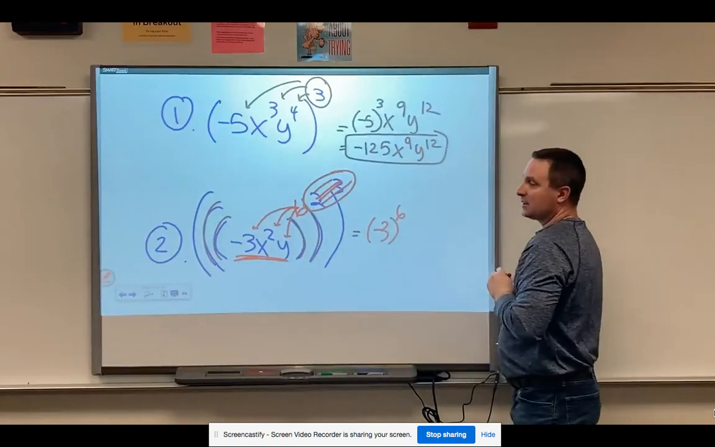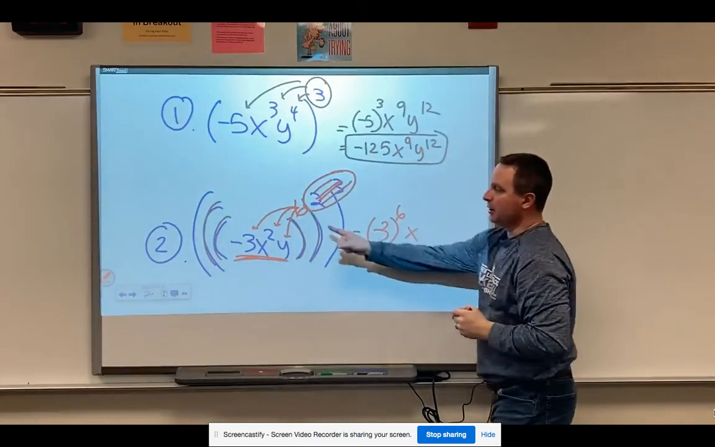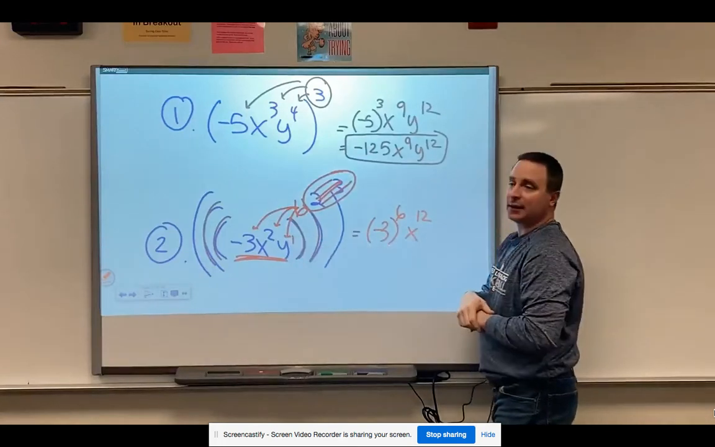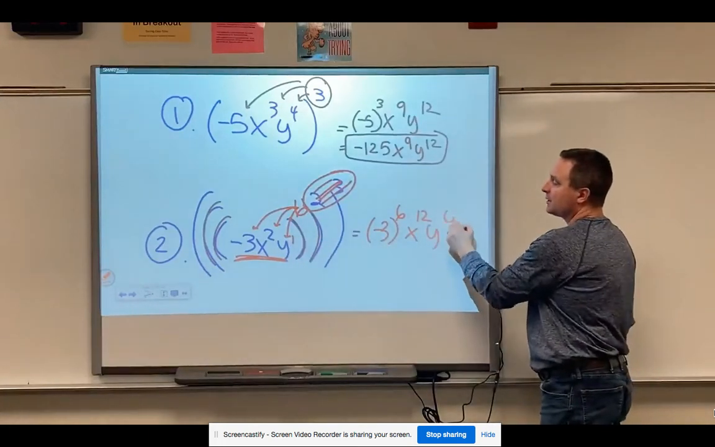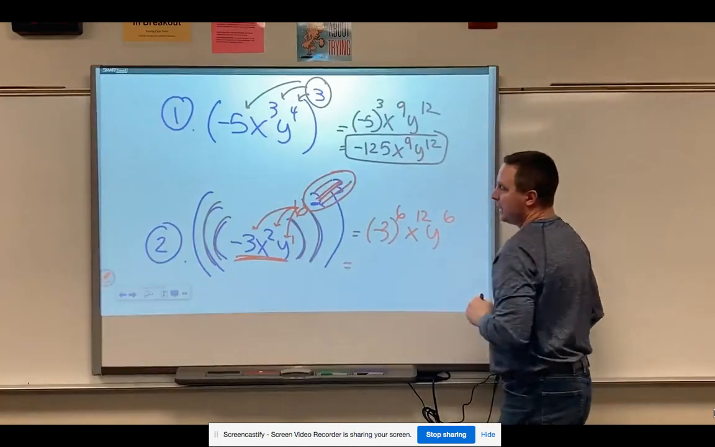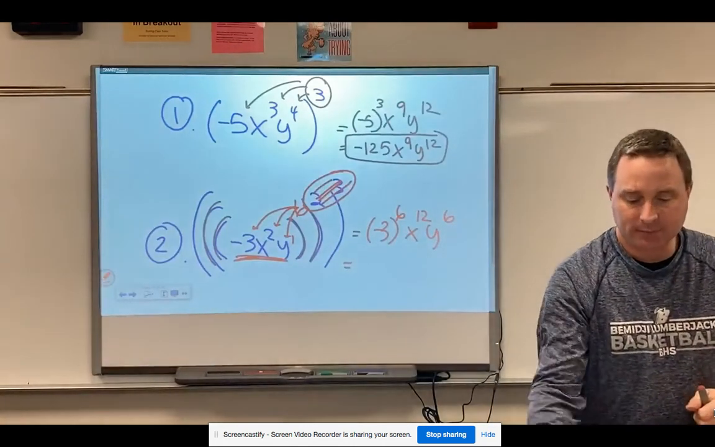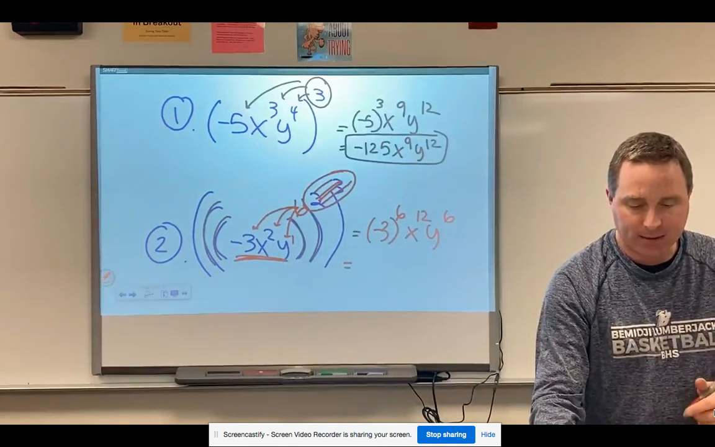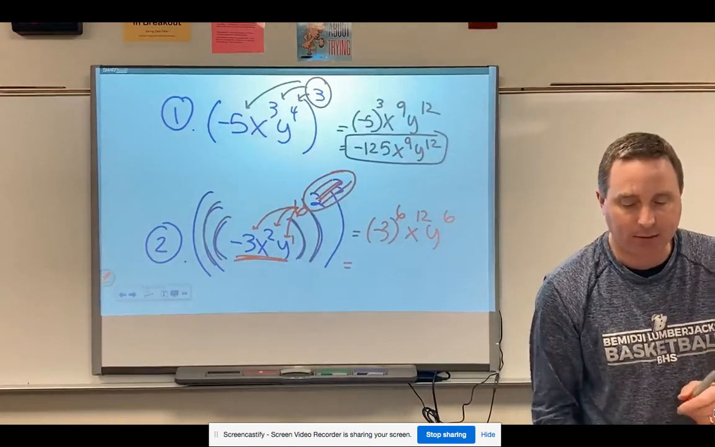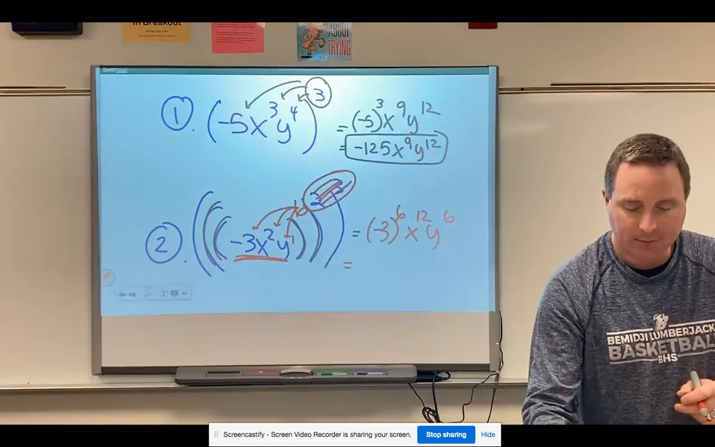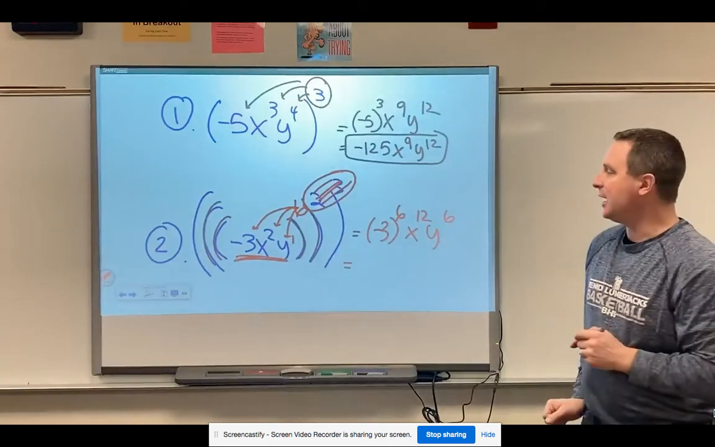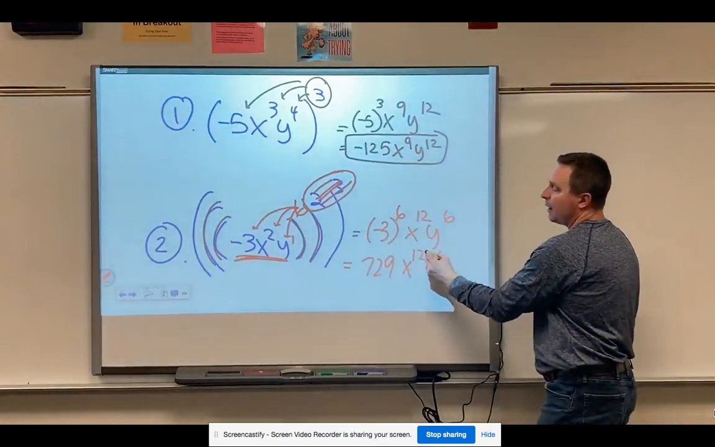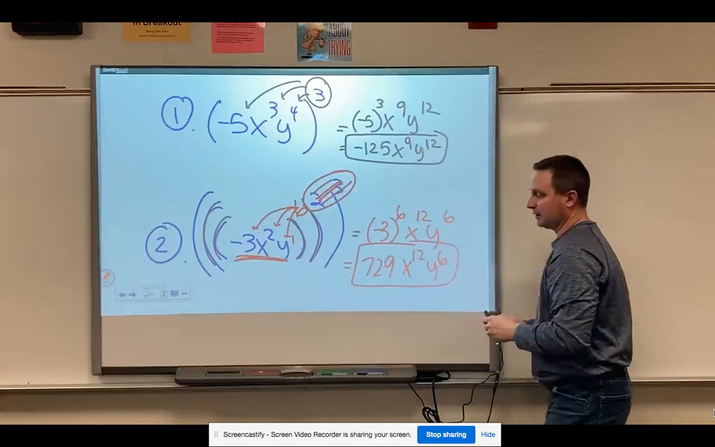Negative 3 to the 6. I'm going to multiply 2 times 6 and get 12. And then there's a little 1 on there. And 1 times 6 is 6. Okay. And last but not least, I'm going to grab my calculator, and I'm going to do negative 3 raised to the 6th power. And that's going to be 729. X to the 12th, y to the 6th for my grand finale answer.